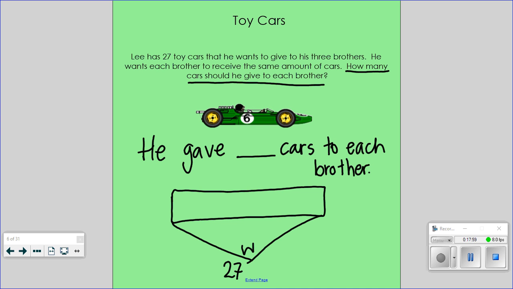Scarlett, what else do I know? You know that he has 3 brothers. Yeah, I know he has 3 brothers. I also know he's doing this pretty fair, right? He's not saying Easton gets 20 cars, but Bryce gets 2. He's making it very even. So I'm going to partition my bar into 3 groups. That way I know these are my 3 brothers. So go ahead and make 3 sections on your bar. Make sure you're not counting lines. Make sure you're counting sections for your bar.